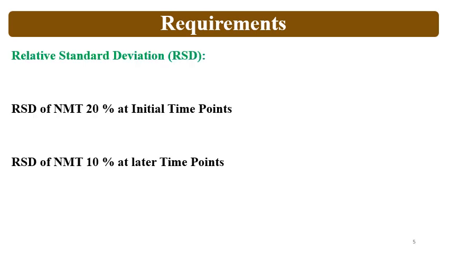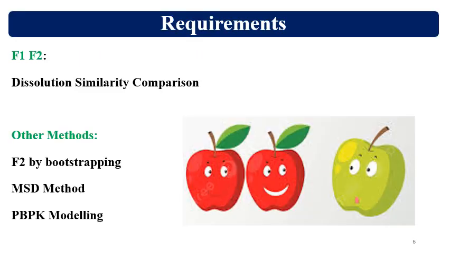Then relative standard deviation should be not more than 20% at the initial time point, and RSD of not more than 10% should be there for later time points. So always fix your initial time point and later time points. If the dissolution is reaching around 85% at 30 minutes, then consider 15 minutes as your initial time point. So based on the 85% release, you should select your initial time point.